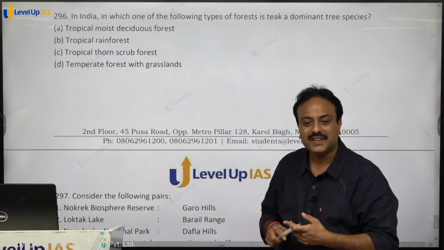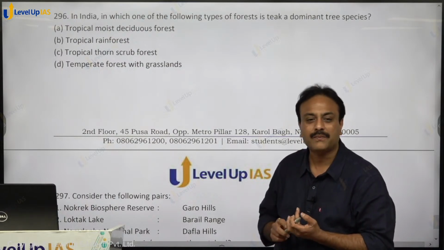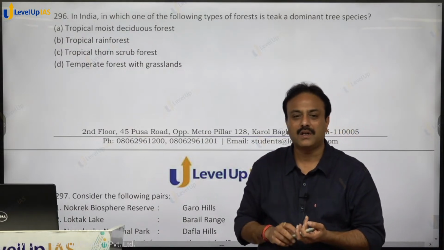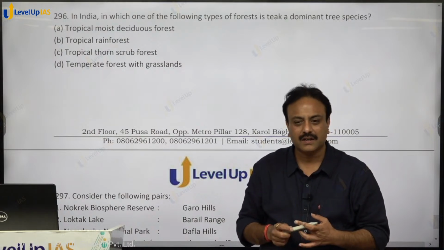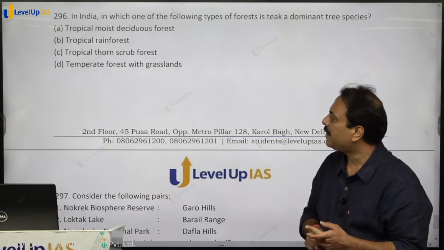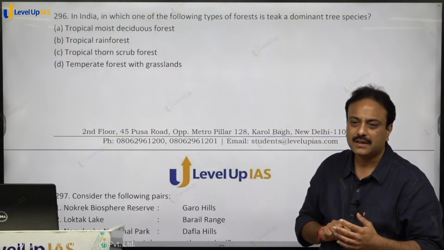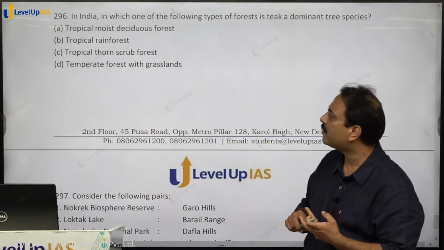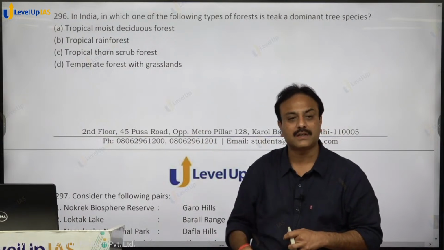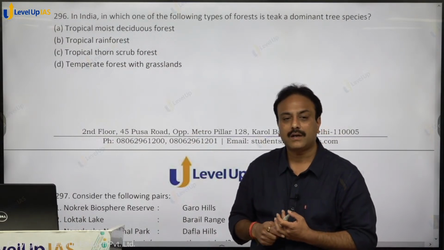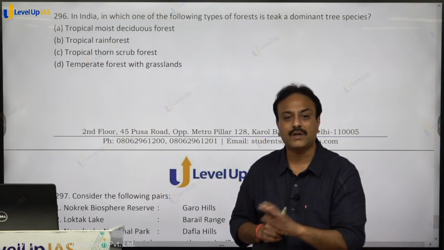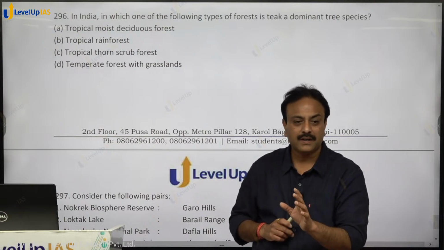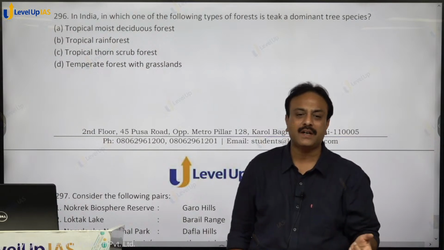Tropical thorn scrub forest, the Chambal Basin region. Babul, khair, kikar, right? That will be found. Temperate forest with grassland. Go to the temperate region. Temperate forests along with the grasslands. So it will be temperate evergreen or temperate deciduous in between. For temperate evergreen, the rainfall will be slightly less.